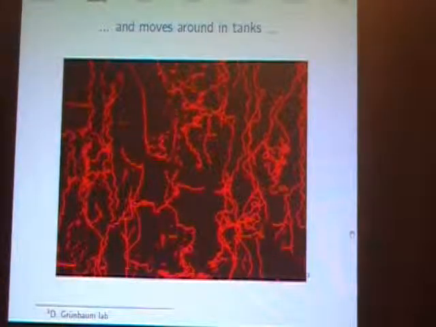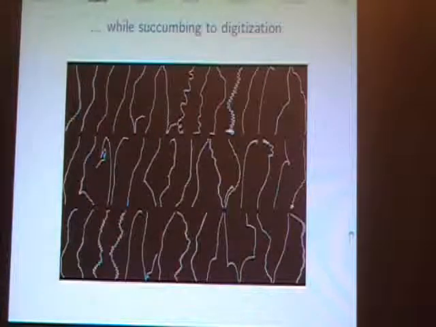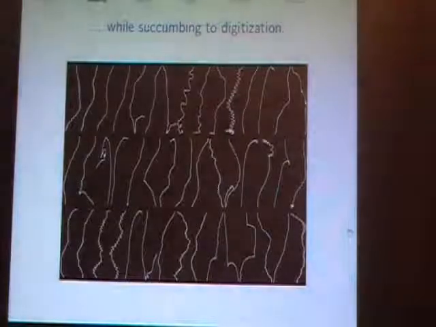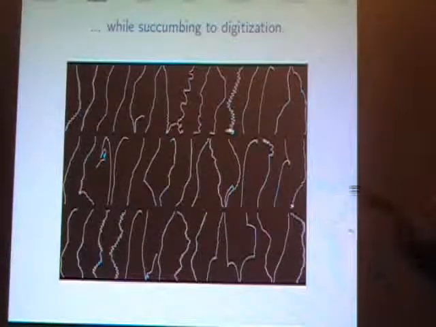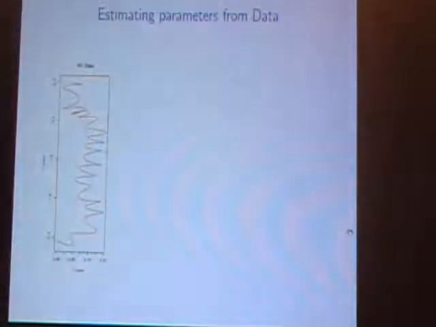It also moves around in tanks, and these can be digitized. So they unwillingly succumb to digitization. These are a bunch of tracks. And you can see from the tracks that there are tight coils, there are looser coils, there's more or less randomness. They seem to have a lot of directionality to them. And so it seems like a really good subject to fit this sort of model to.